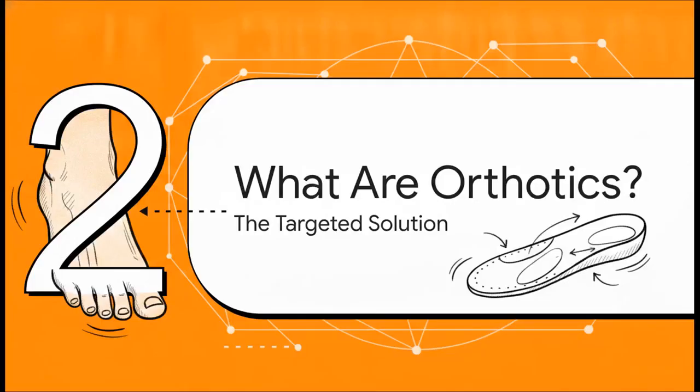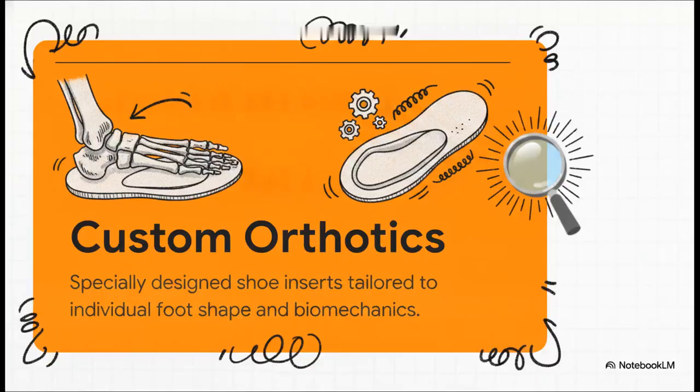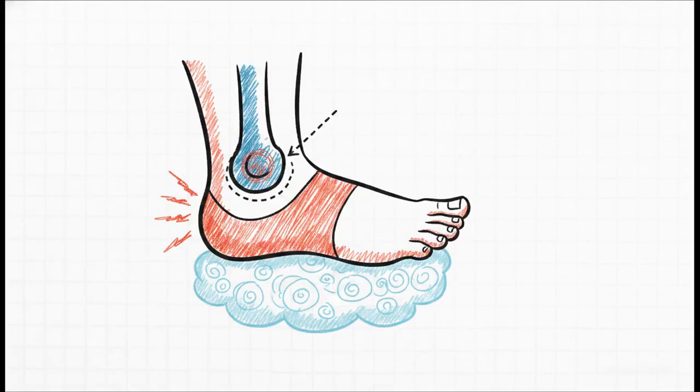Moving right along to Section 2. What are custom orthotics? The targeted solution. Getting a firm handle on what this clinical intervention actually entails is absolutely crucial. Custom orthotics are specially designed prescription shoe inserts tailored to an individual's exact foot shape and biomechanics to improve structural alignment. Now, to be clear, these are not just extra foam padding you'd buy at a pharmacy. They are highly tailored medical devices. They're expertly engineered to mold perfectly to both a patient's feet and their shoes, actively correcting those underlying biomechanical abnormalities we just examined.